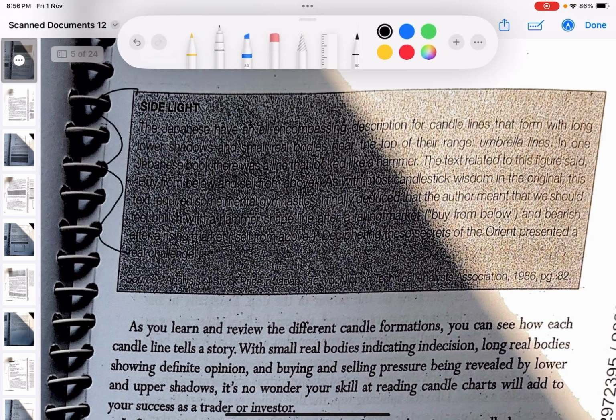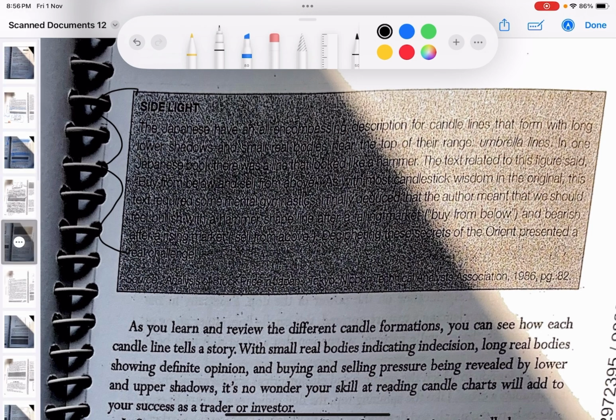Okay, this is a sidelight. Okay, give me a moment. I'm just getting the book since we can't see this.